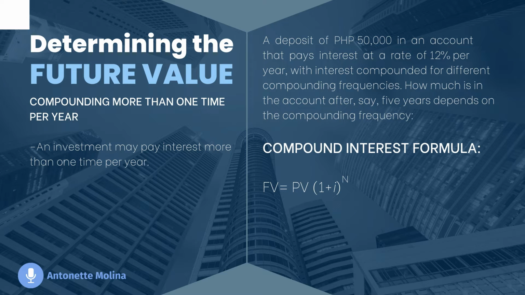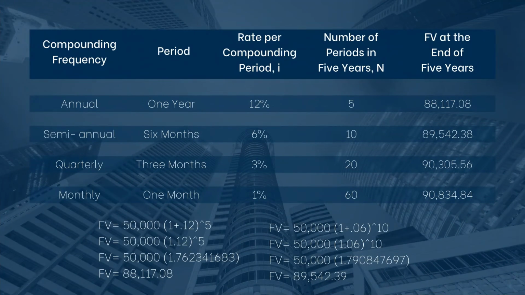So the compound interest formula is future value is equals to present value, open parenthesis, 1 plus interest raised to n. The table shows all the given data and the result or the future value at the end of 5 years using different frequencies. So we have 4 frequencies: the annual, semi-annual, quarterly, and monthly. In annual, we have 1 year period. Semi-annual have 6 months, quarterly 3 months, monthly 1 month. Rate per compounding period. In annual, it has 12%, semi-annual 6%, quarterly 3%, monthly 1%.